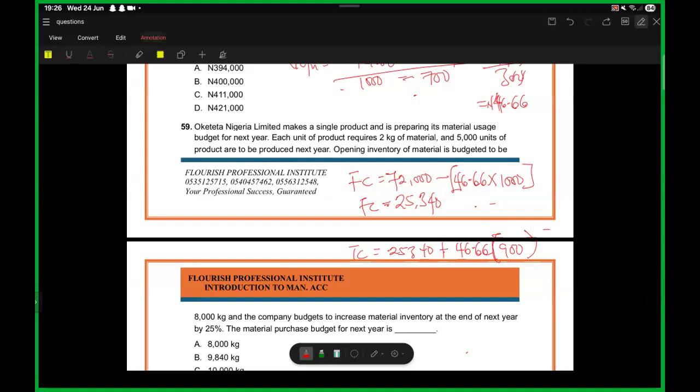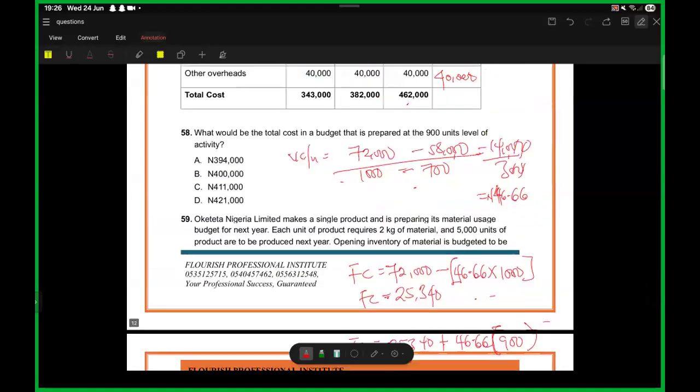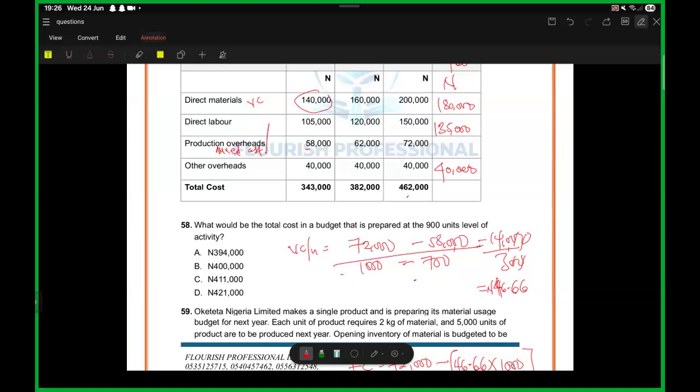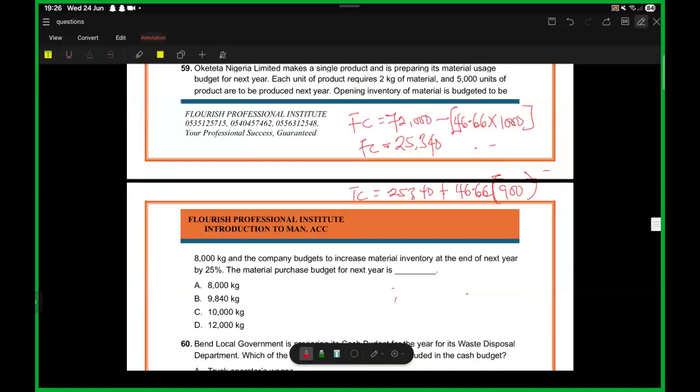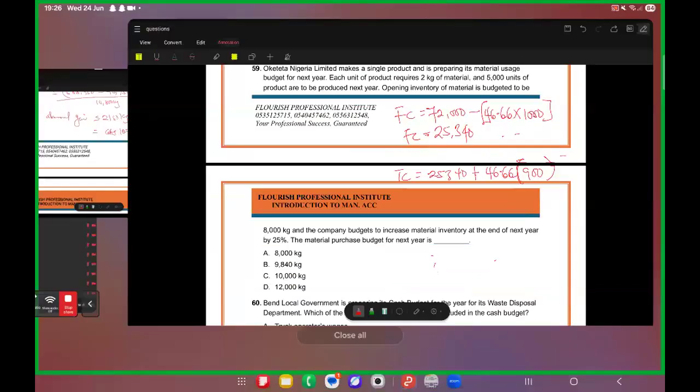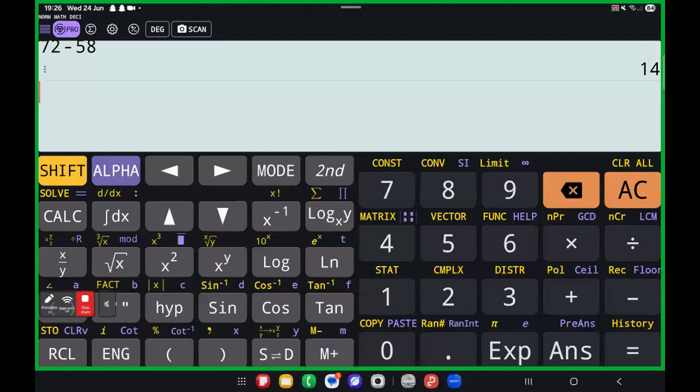There was the total cost, unless I use my calculator. So we are having 25,340 plus 46.66 multiplying 900. So the answer is 67,334.